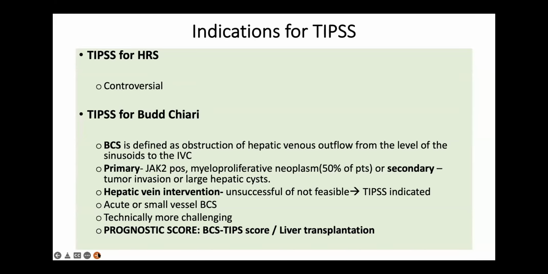For Budd-Chiari syndrome, you have a procedure called hepatic vein intervention. If this is unsuccessful, then TIPS is indicated. It's also indicated in acute or small vessel Budd-Chiari syndrome. This is a very technically challenging procedure, and it has a very high mortality rate. So a prognostic score has been established for this, and if a patient does not qualify for any of these procedures, it's very important to consider liver transplant.